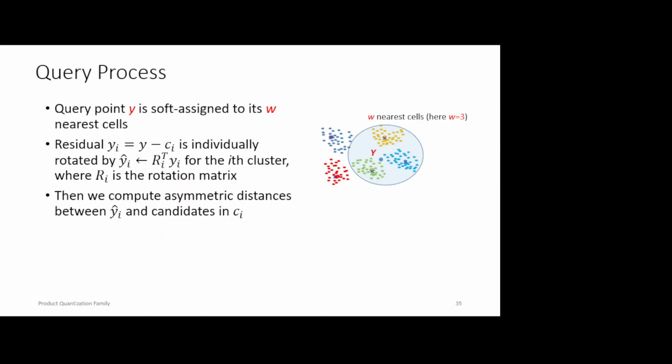Then we repeat for the second cluster. For the second cluster, y is subtracted by the centroid to get the residual, and then rotated according to the second cluster's OPQ. Then we also calculate the symmetric distance. After we compute all these candidate clusters, we can sort according to the symmetric distance to find and output your result.